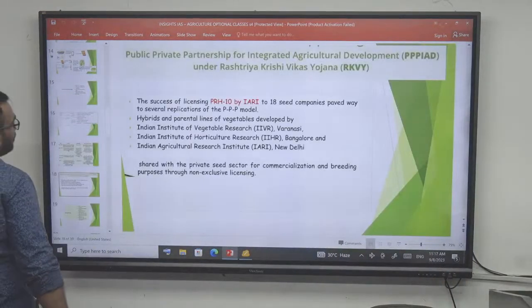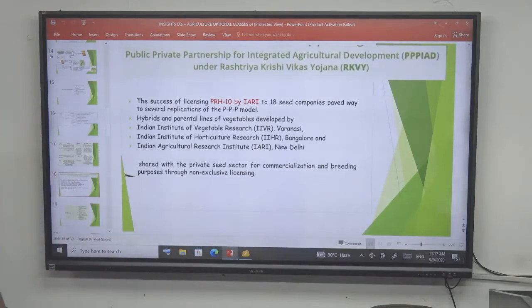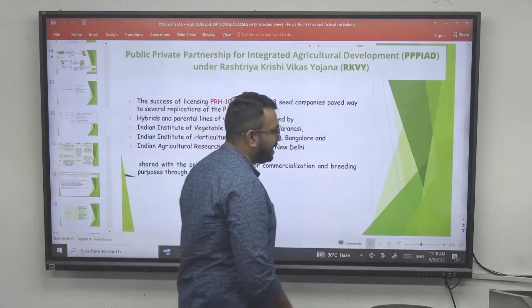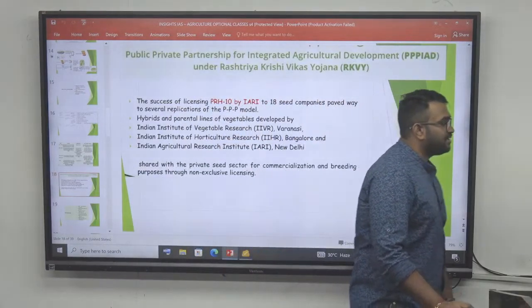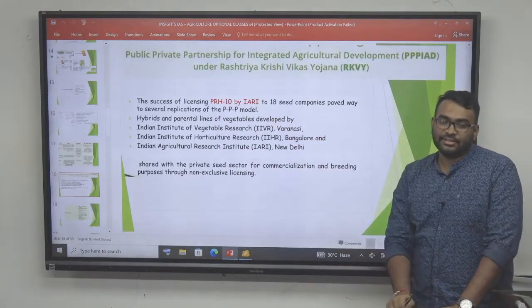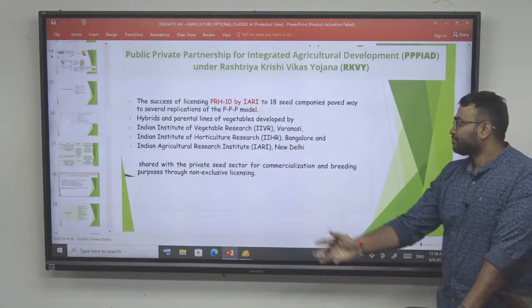So this is that program. If you can read, public-private partnership for integrated agriculture development, that is PPP IAD. So this is under the Rashtriya Krishi Vikas Yojana program, right? So this is, for example, what it is trying to do.